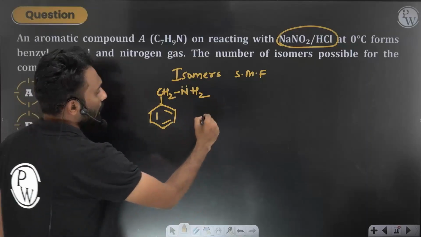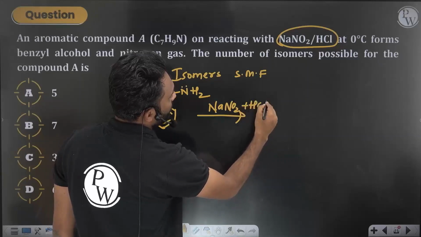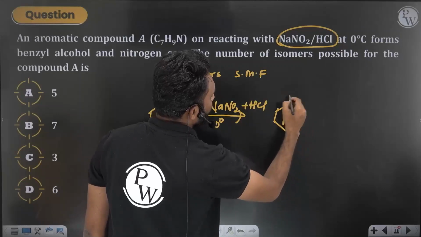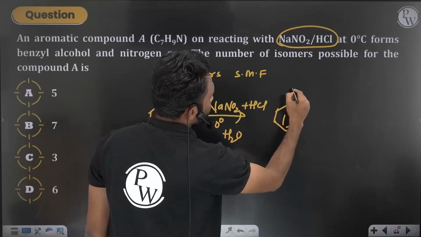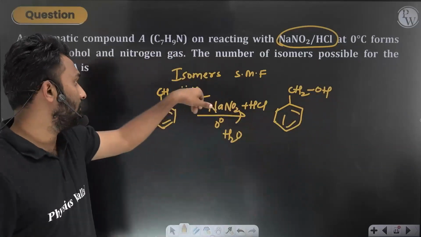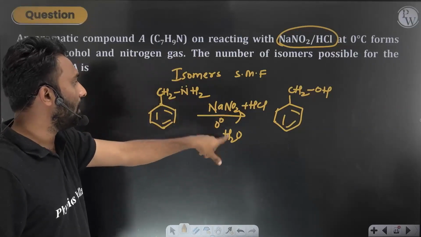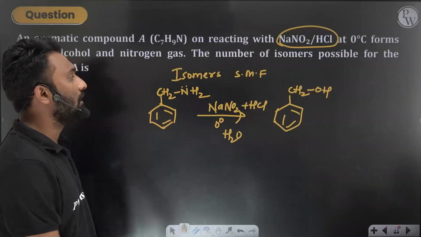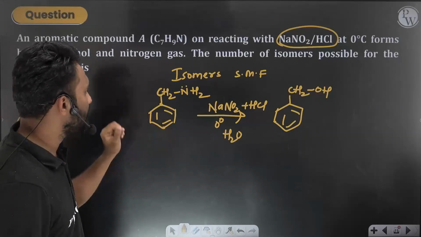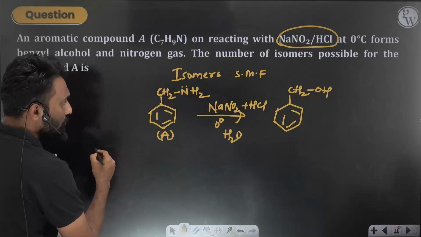Now this A, upon NaNO2 plus HCl at 0 degrees, will give benzyl alcohol. First it will be converted into the diazonium salt, and this diazonium salt upon hydrolysis will give benzyl alcohol. But the question asks for the number of isomers possible for this A. This is one isomer. Now how can the second isomer come?